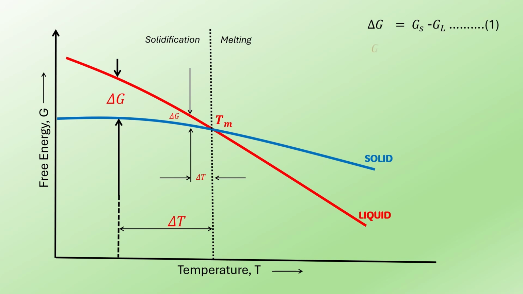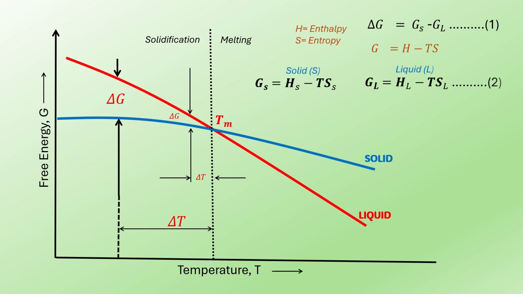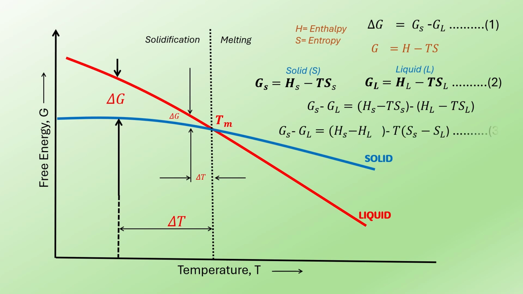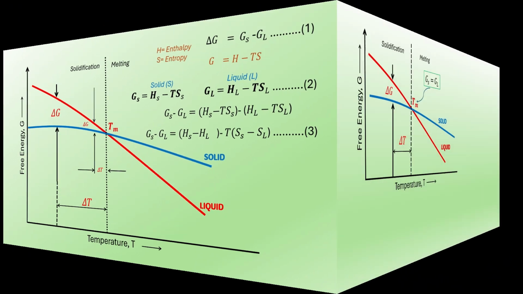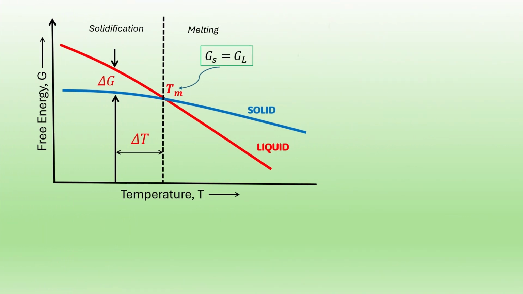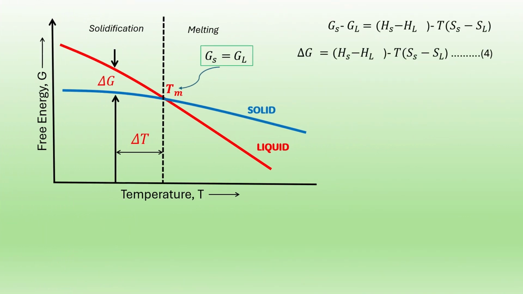Now we know that the free energy can be written in terms of enthalpy and entropy using the relation G equals H minus TS. This same expression can be written for the solid as well as the liquid phase using the subscripts S and L. Now the change in free energy is the free energy of solid minus free energy of liquid. Thus, putting equation 2 in 1, we can obtain equation number 3. This equation will give us the change in free energy, denoted as delta G. Now in order to solve this expression, we will have to take advantage of the fact that at the melting point, something specific happens to the free energy change.